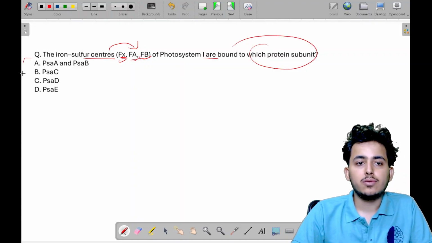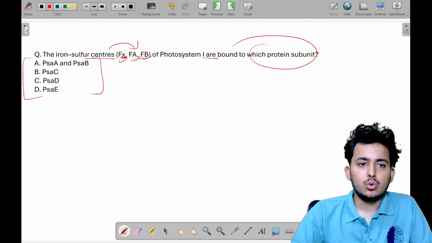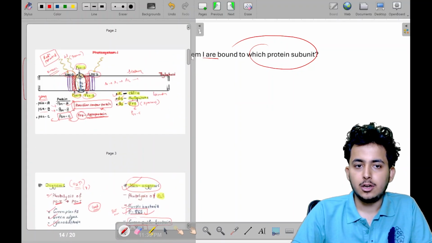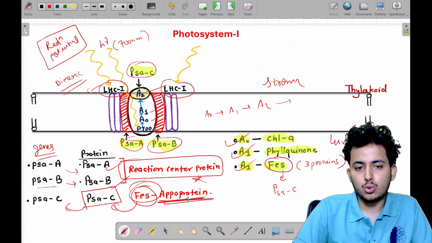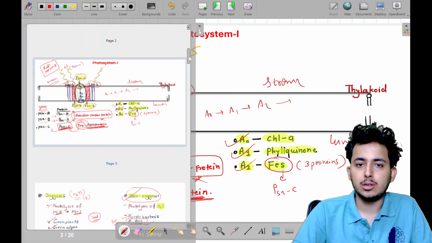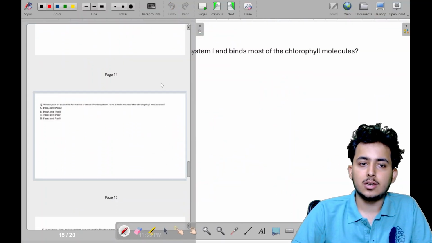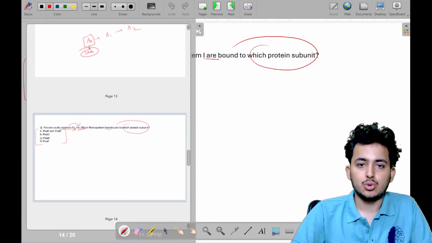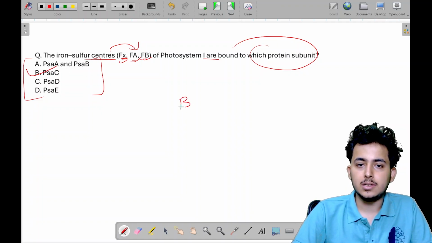So I told you about the different subunits, correct? Out of these, you can see in the initial slide, I told you that the iron sulfur apoprotein is associated with PsaC, and PsaA and PsaB form the reaction center proteins. So if this is the case, then our answer should be PsaC, that is B.